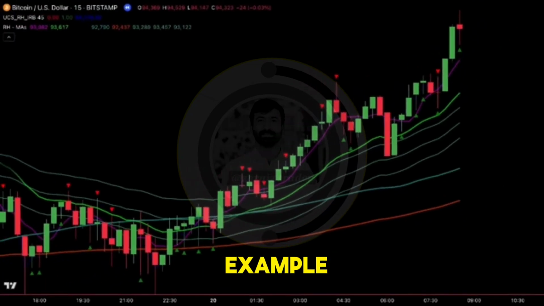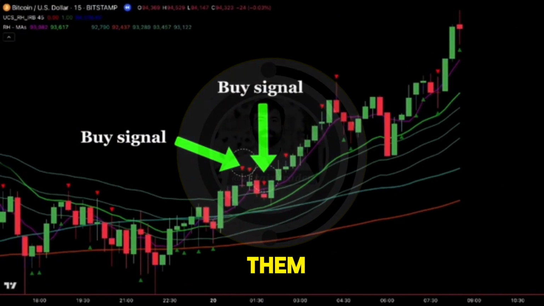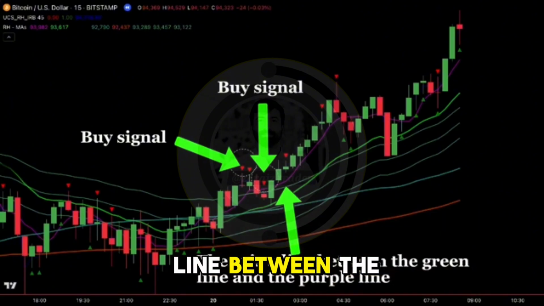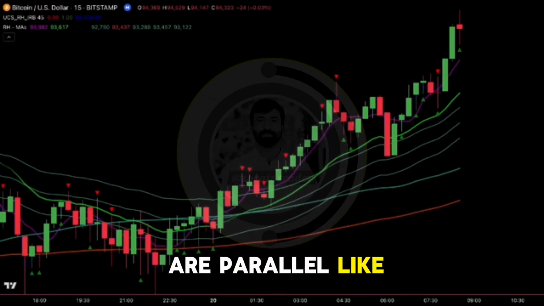Okay, look at this example. Here we have this buy signal and this buy signal. Both worked, but we should avoid them. The reason is that there is a line between the green line and the purple line. When there is a line between them, the signal should be ignored because we are looking for a 45-degree formation. However, when the lines are parallel, like in this example, we can take this buy signal.